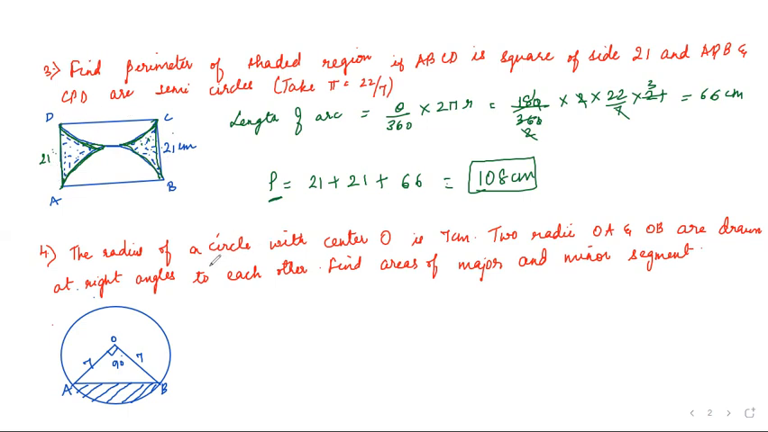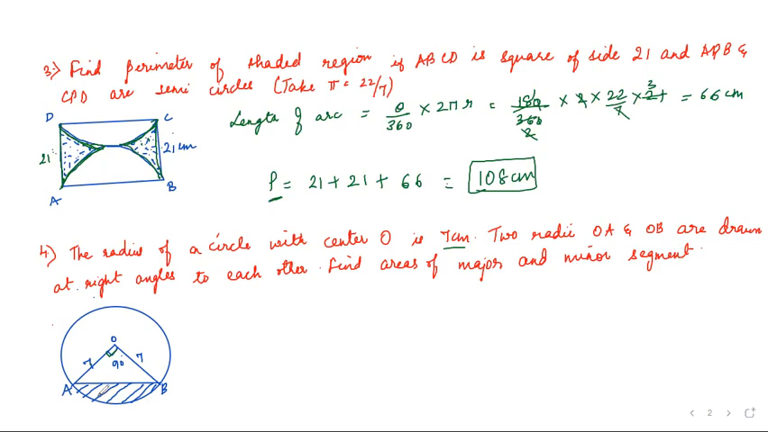Okay. Now coming to the next one, the radius of a circle with center O is 7 centimeter. Here we can see the radius is 7. Two radii OA and OB are drawn at right angle. So basically the angle between the two radii is 90 degrees. Find areas of major and minor segment.